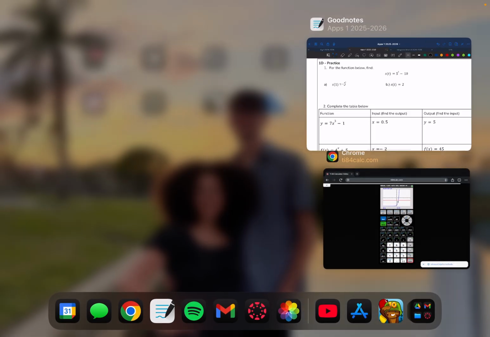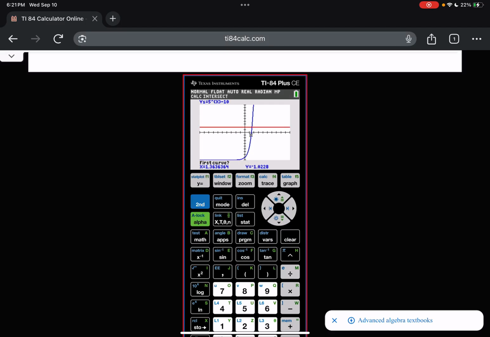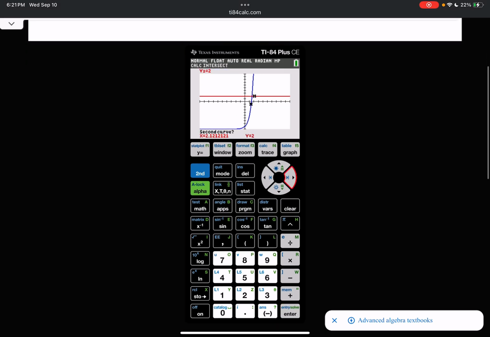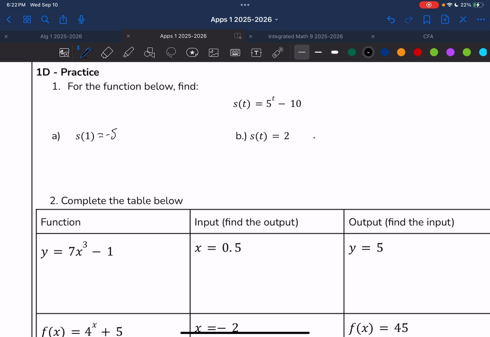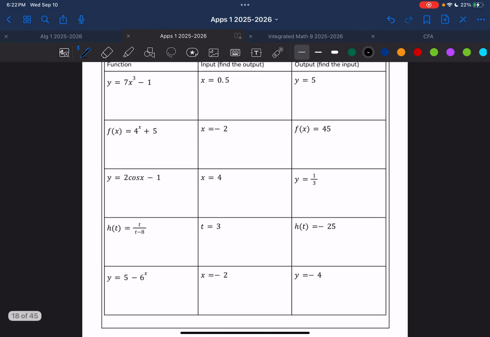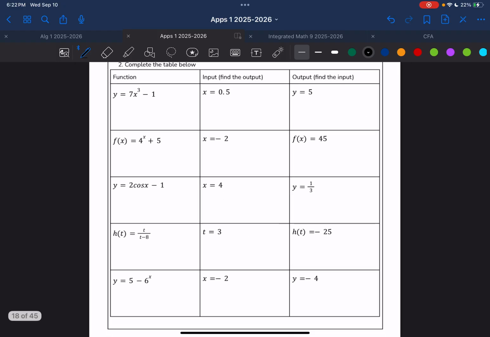All right, now I'm looking for the input value for which my output value is 2. So now I need to go back here. I need to change my output value from negative 3 to 2. And then I want to find the intersection. And I can see that that is 1.544. So t would be 1.544. Okay. And so you just want to do the same thing for all of these functions down here.